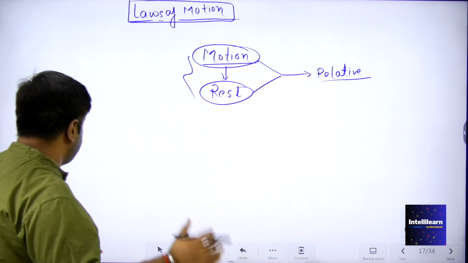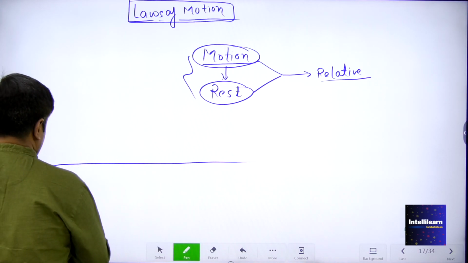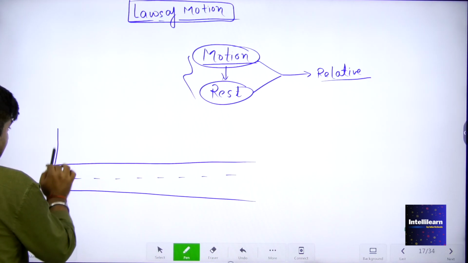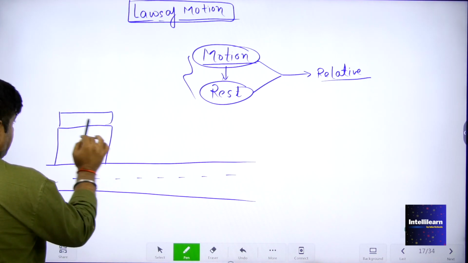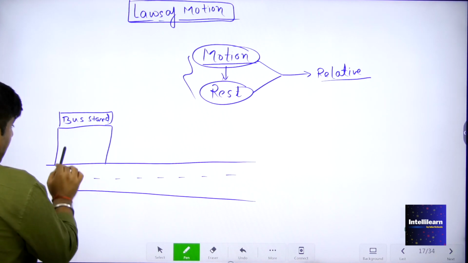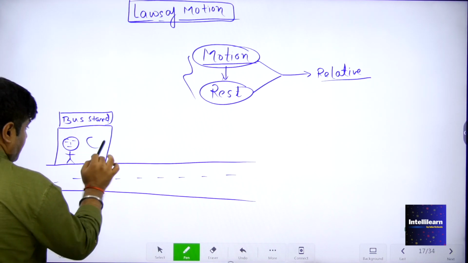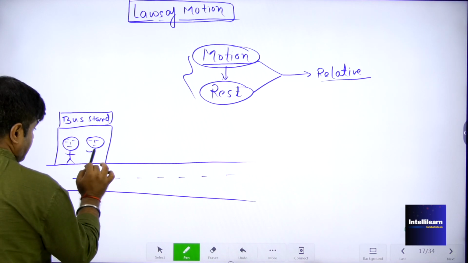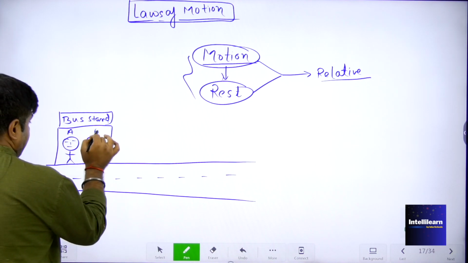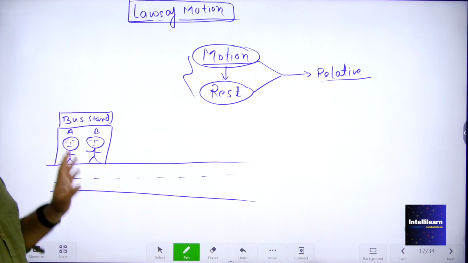Please bear with me for some minutes. Suppose that there is a road. Everywhere you can find a road. And on the side of the road, there is a bus stand. And you, with one of your friends, to keep them anonymous, I am naming them A and B. Two friends A and B are standing at the road and waiting for the bus.